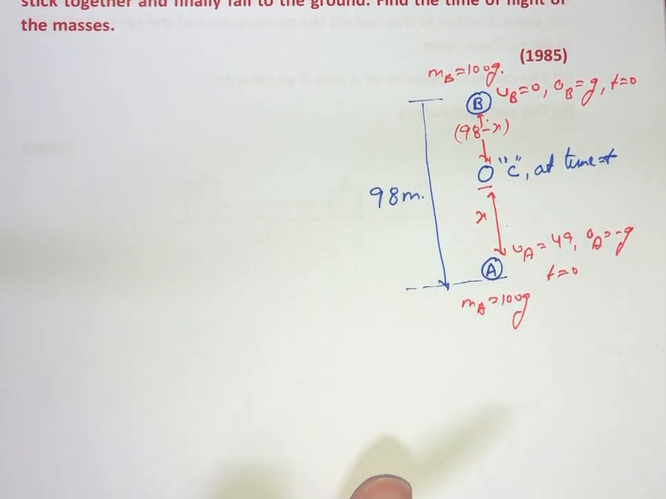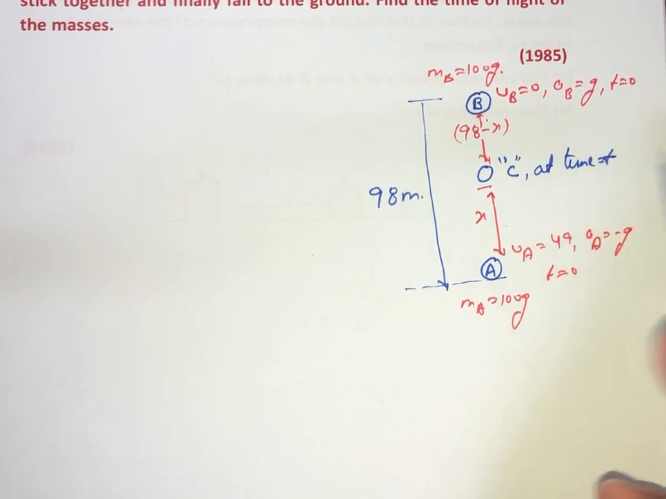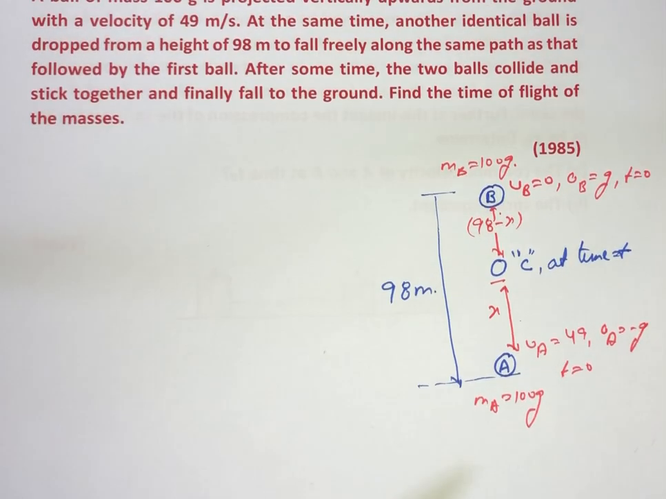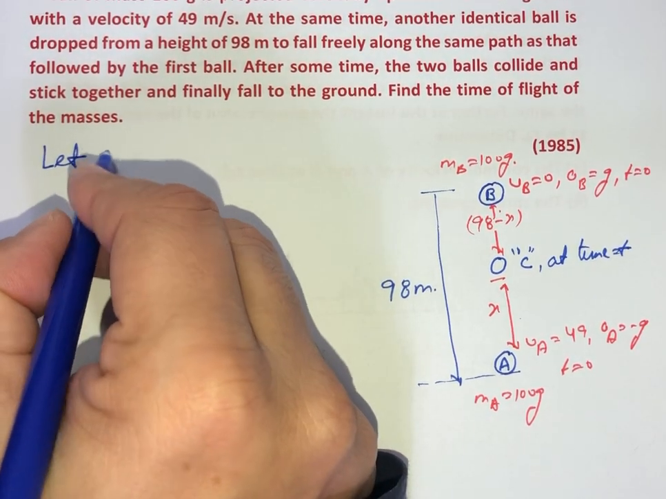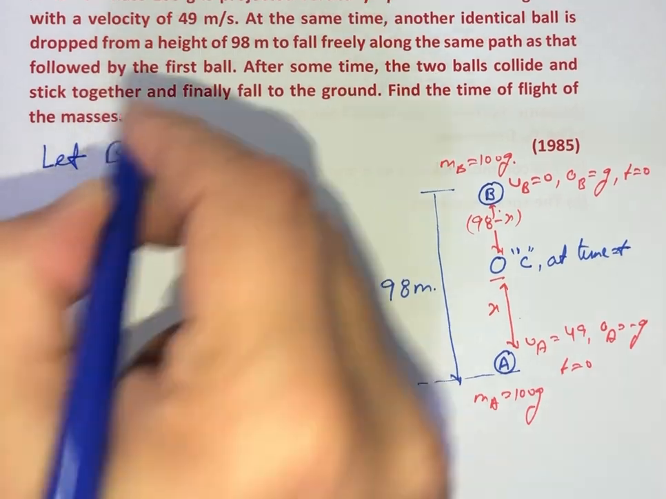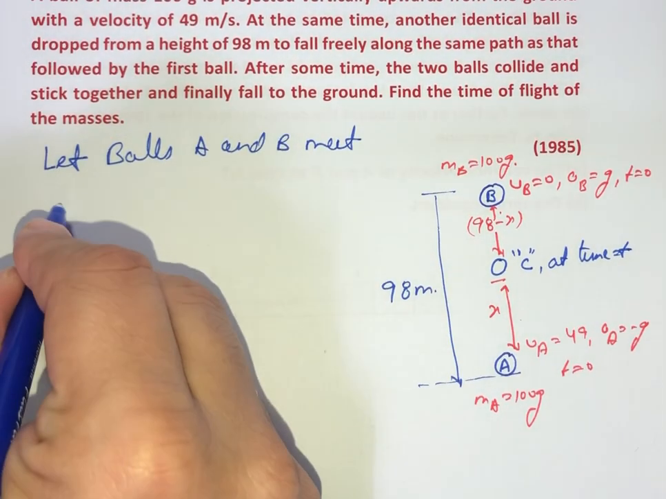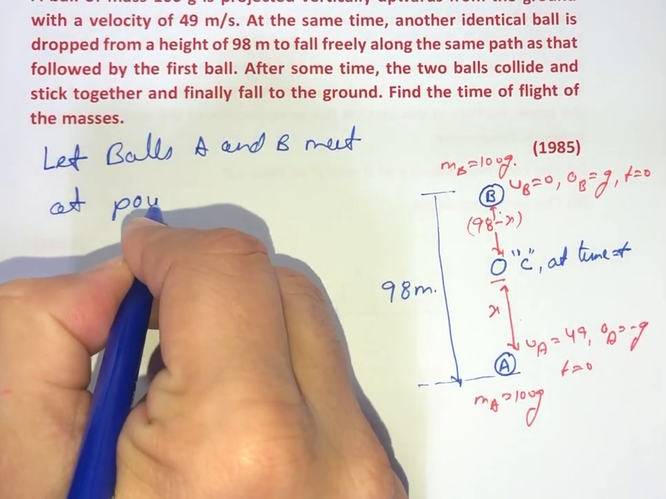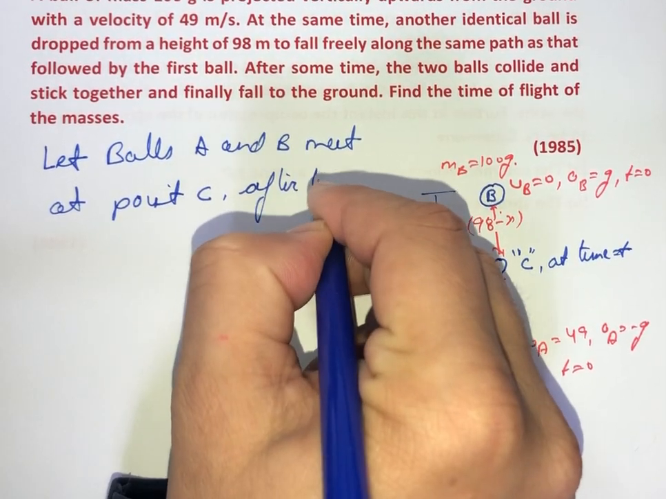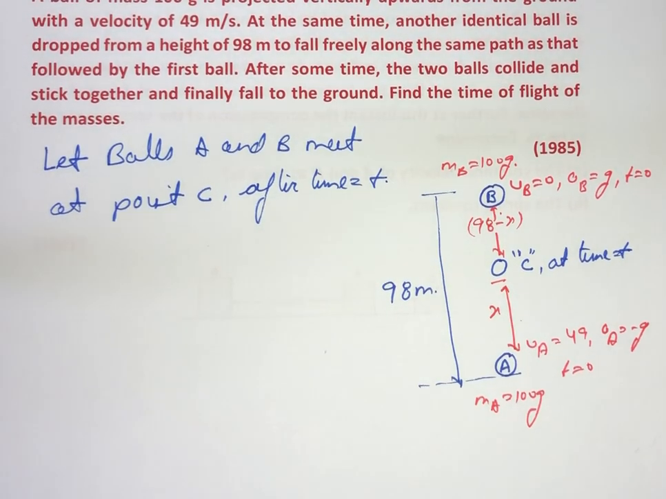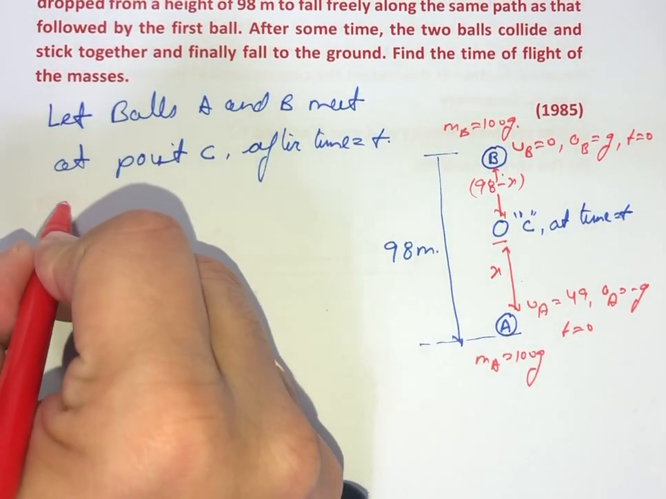So we assume let both the balls A and B meet at point C after time t. Therefore, let's write the equations for ball B first of all.